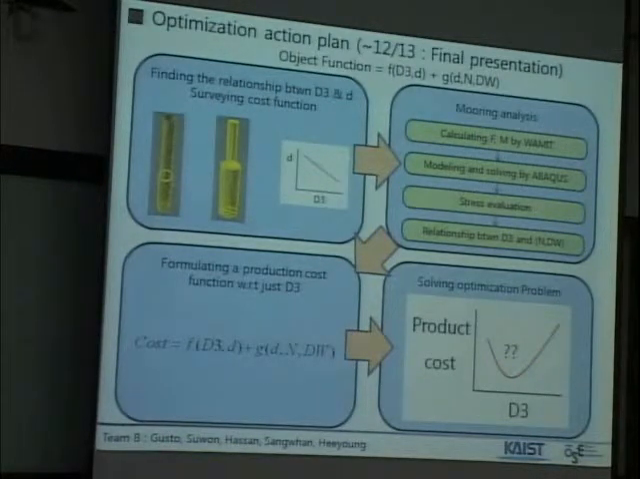We are considering four variables, D3, D, and DW, and the objective is to minimize the production cost function.